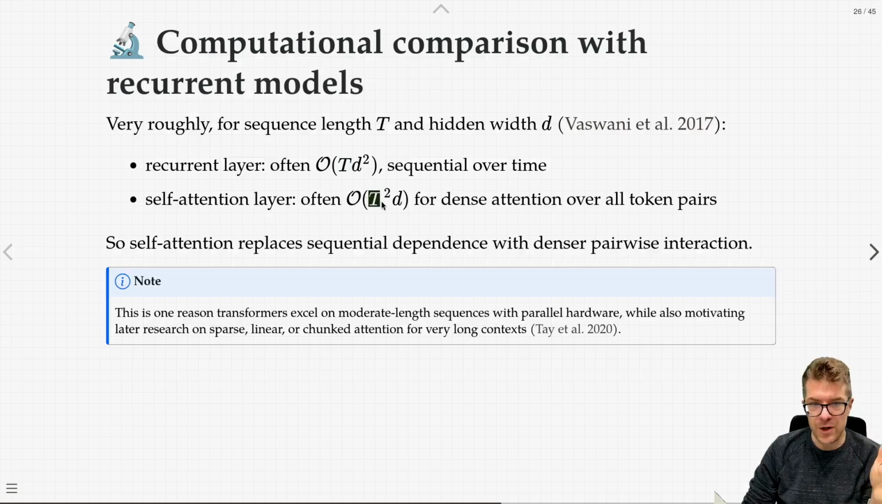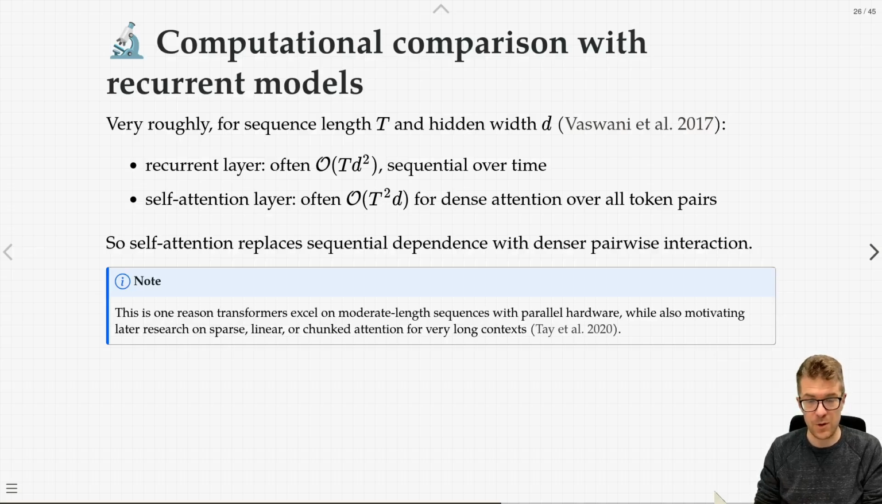I mentioned this earlier: a self-attention layer can pay attention to every input and every output, and this is literally a square matrix. If you're doing self-attention, you only have a sequence of length T, but it's still going to be quadratic in T. So this is dense attention over all possible token pairs. That's our attention matrix. You have to do this a couple of times, so there's a hidden constant over here. But big picture, this is the complexity of the recurrence in RNNs versus self-attention in the attention mechanism.